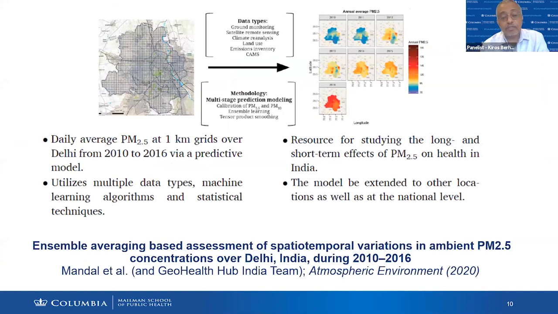Now, another example from the GeoHealth Hub in India is where they try to use lots of data sources in order to come up with an ensemble modeling technique to assess spatiotemporal variations in ambient PM2.5. If you look at the boxes in the data types, you have ground monitoring, satellite data, climate reanalysis, land use. All this could be high dimensional. And of course, the main engine for this one is the ensemble technique. So if and when we have data in the African setting, then readiness in data science is going to be very important.